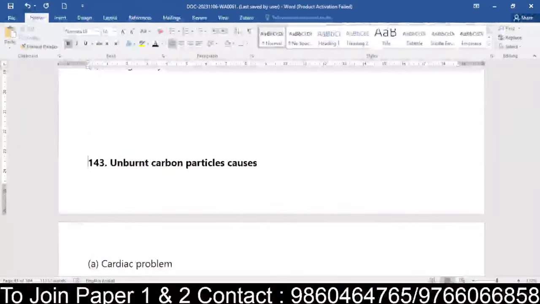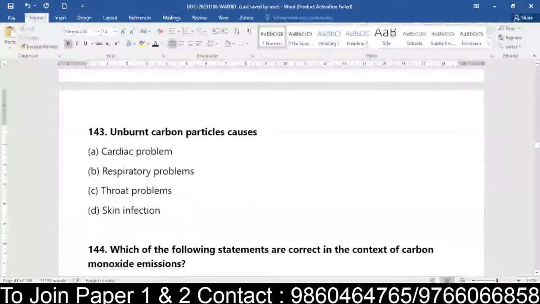Okay, now unburnt carbon particles. So the carbon particles which are not burnt out, which are called unburnt, cause what? Cardiac problems, respiratory problems, throat problems, or skin infection. So any unburnt carbon particles can result in or cause which of the following?